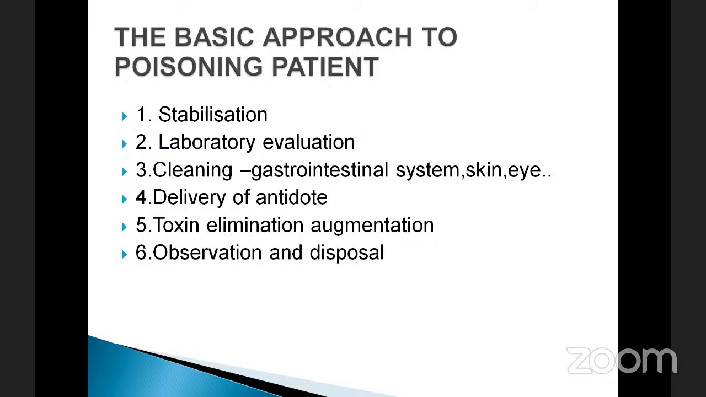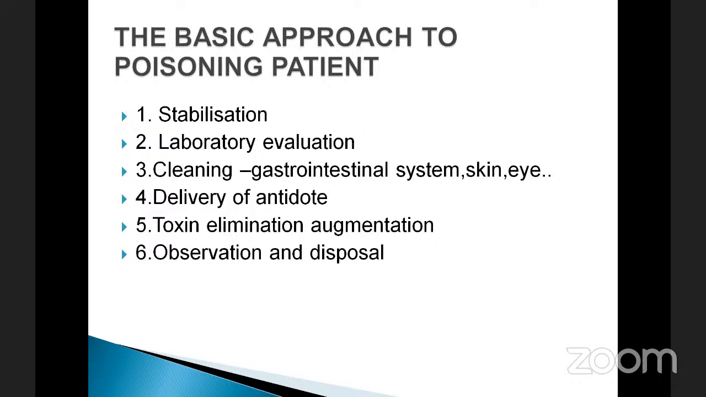For the gastrointestinal system, we generally use gastric emptying or gastric lavage. Activated charcoal can be used. For skin decontamination, non-absorbable soap and water should be used, and clothes should be removed and disposed of with caution. For ocular decontamination, irrigation of the eyes with normal saline should be used. We have to use the proper antidote required for the poison.